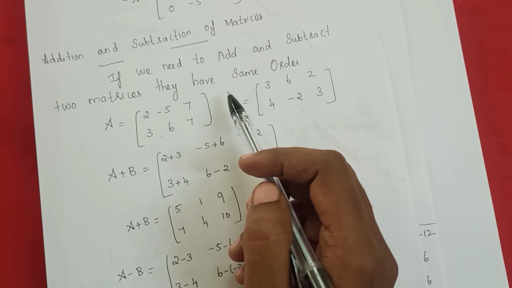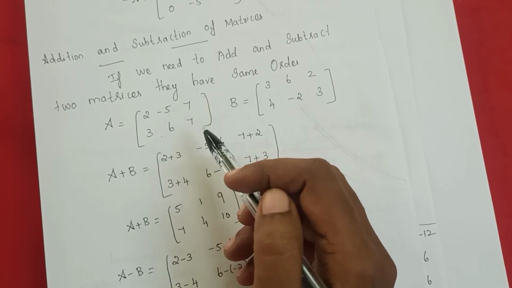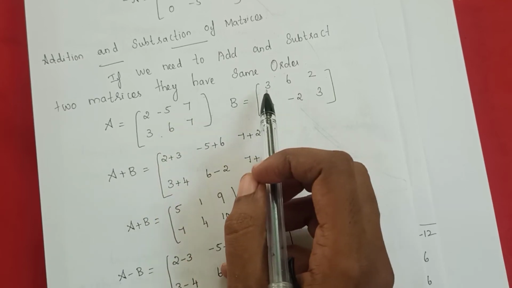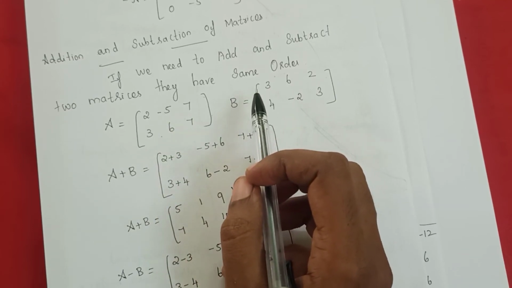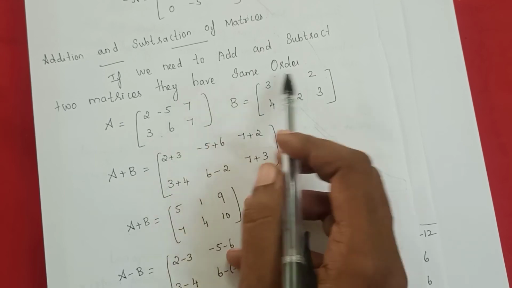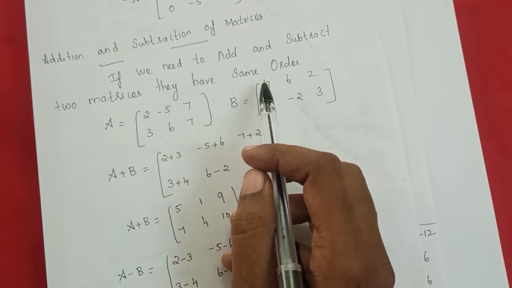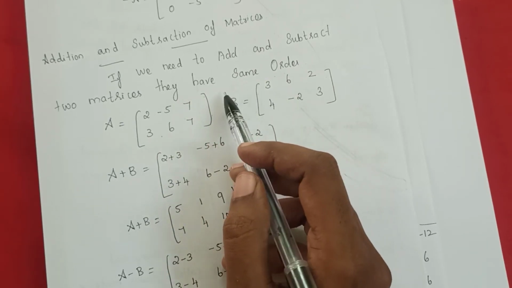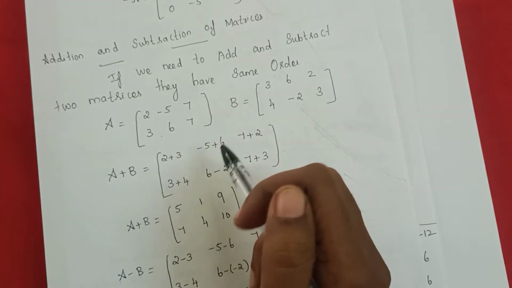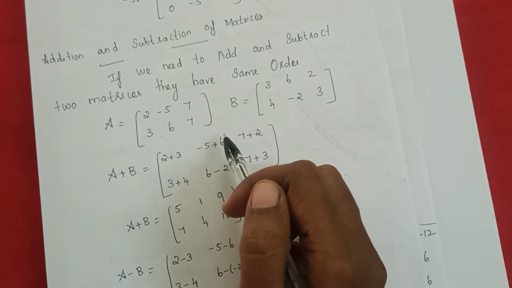So M cross N I have taught you. So order means m into n. M means number of rows, n means number of columns. Same as that I have given an example. But one condition, if we need to add and subtract two matrices, both also must be in the same order. If it is in the same order, then only we can add and subtract the two matrices.